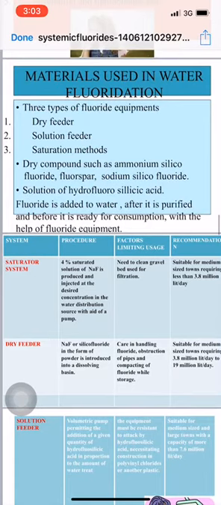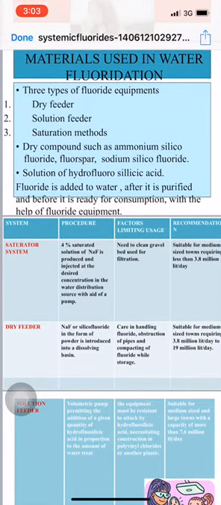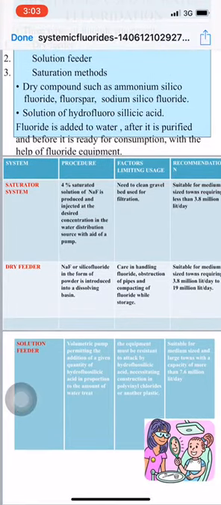Now we will talk about the system, the procedure, the factor limiting usage and recommendation. Saturator system, dry feeder for example, and then solution feeder. The saturator system, whose procedure is that 4% saturated sodium fluoride is produced and injected at the desired concentration in the water distribution source, in the tanks or the sources, with the aid of the pump, of course through pumps.